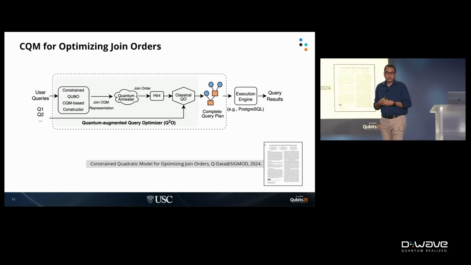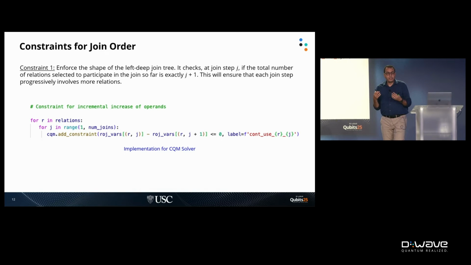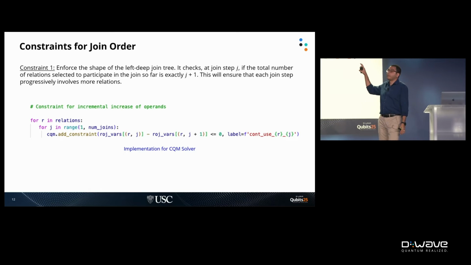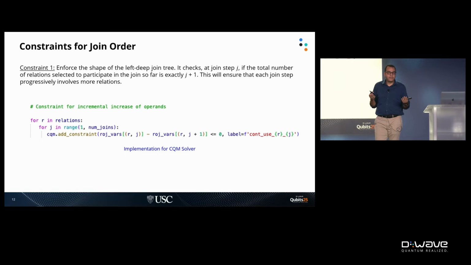OK, so I'll give you some details about the simplicity that we experienced when we dealt with the CQM in implementing our work. I'm not going to go through the details of the QUBO representation, but I just wanted to highlight how easy it is for us to represent the problem with a few lines of code. So basically, we have three main constraints that we have to encode in our join order problem. The first one is to encode the shape of that tree that I showed you.